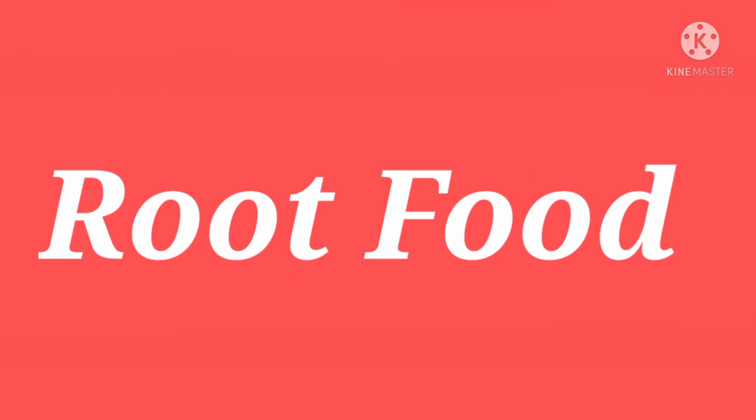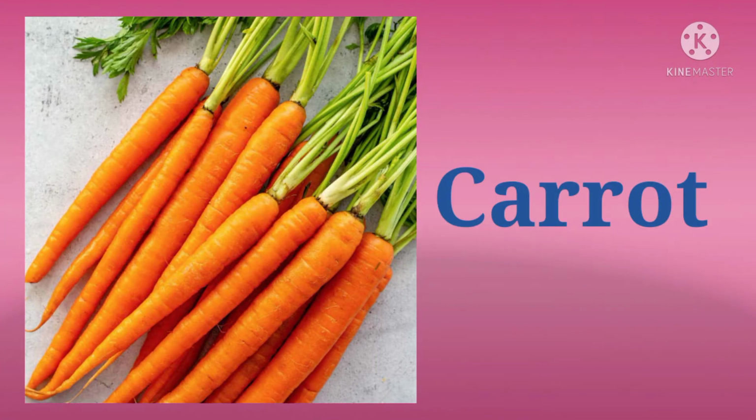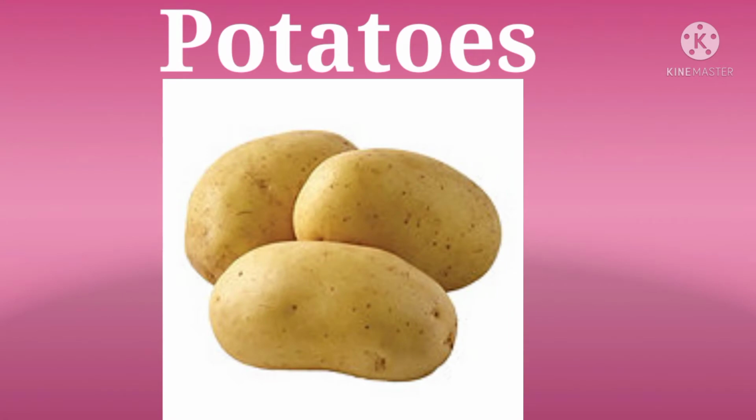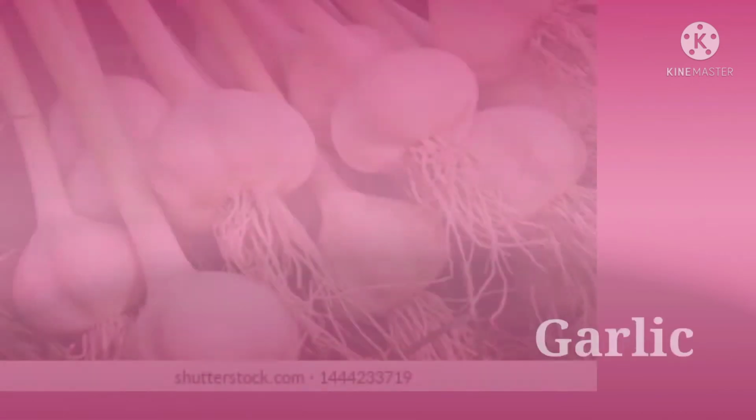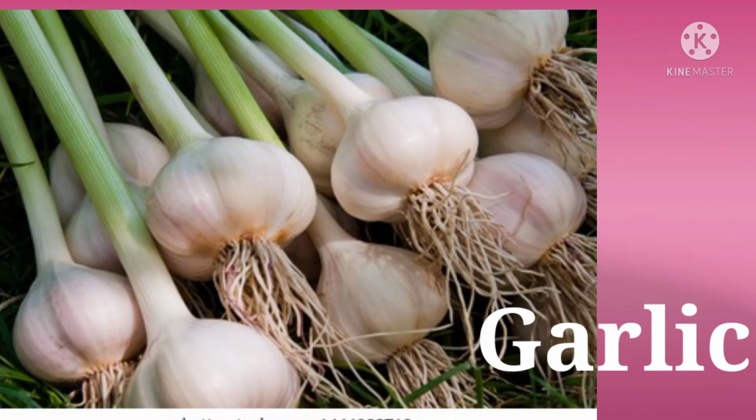Now let's take a look at the root food. That's the food we get from the roots of a plant. Number one, we have carrots, potatoes, onions, and garlic. These are food we get from the root of a plant.